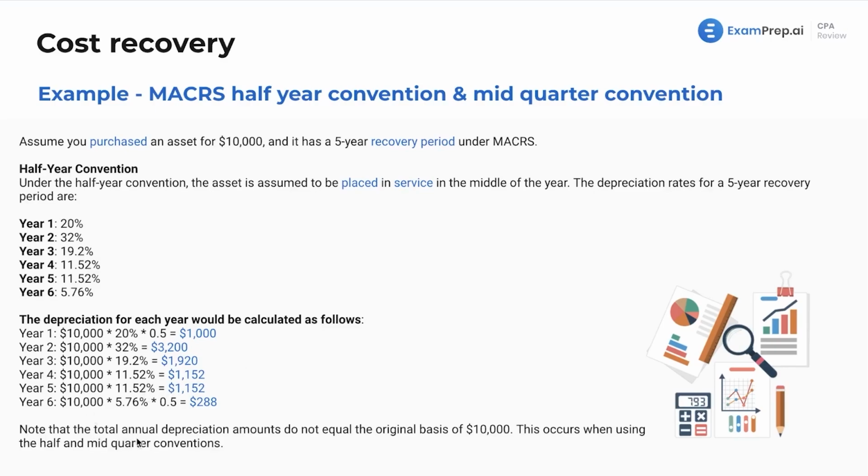Note that the total annual depreciation amounts do not equal the original basis of $10,000. It just occurs when using the half-year and mid-quarter conventions. I noticed this a while ago when I went back to study, and something I knew I'd have to address here. And don't worry about that too much. It's kind of the combination of rounding errors as well as this is just how the tables work. But if that was something you noticed as well, then you are observant.